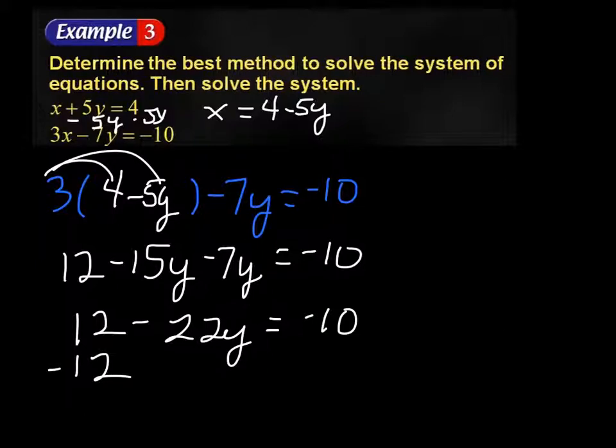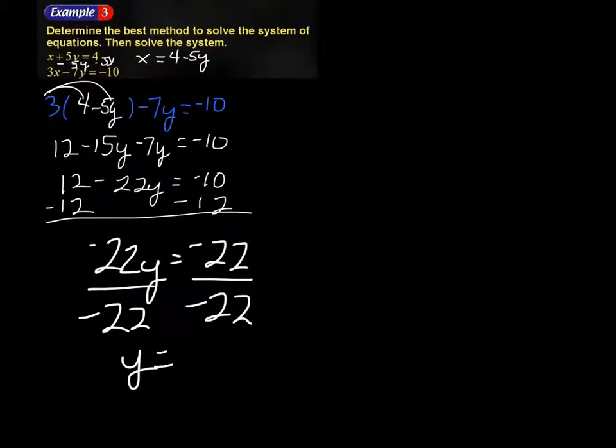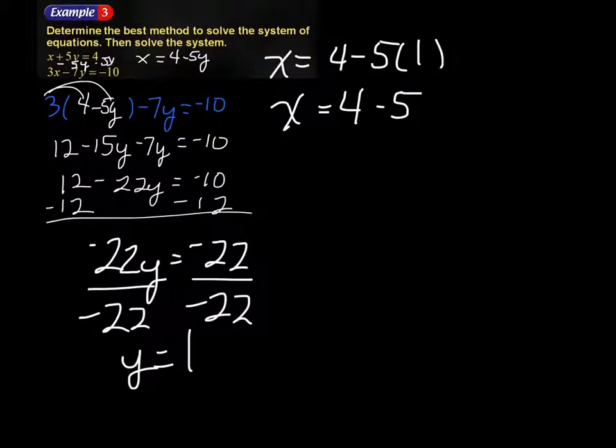Subtract 12 from both sides of the equation. And I like the direction this is headed. Divide both sides by negative 22, and y equals 1. So we can go back to our x equals equation, and we're going to have x equals 4 minus 5 times 1. So 4 minus 5 is negative 1. So we have the ordered pair negative 1, 1.